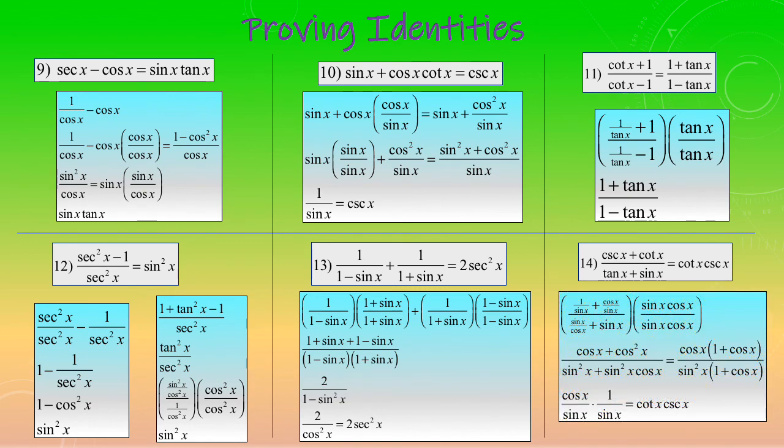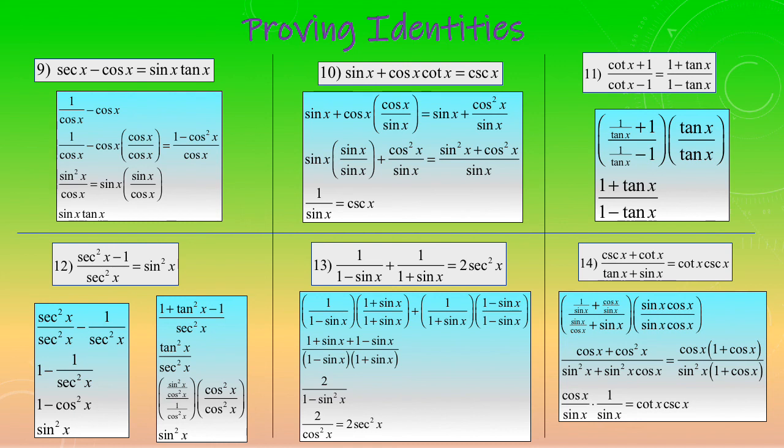Number 14 reads cosecant of x plus cotangent of x over tangent of x plus sine of x is equal to cotangent of x cosecant of x. Obviously, we will work on the left-hand side. This is one of those problems where you just follow guidelines and hope that things will work out. Our first guideline we will follow is change everything to sines and cosines. So we have 1 over sine of x plus cosine of x over sine of x, over sine of x over cosine of x plus sine of x.